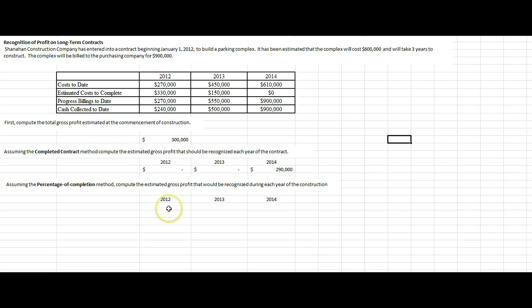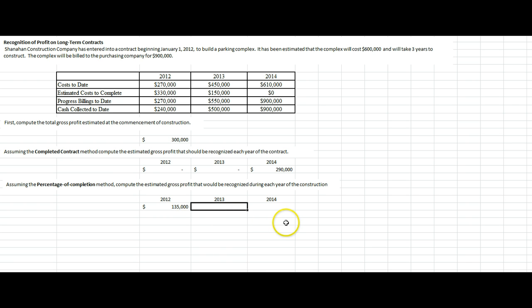So let's look at 2012. In 2012, we incurred $270,000 of costs, out of a total of $600,000 that we think we're going to have to incur. We'll take that fraction and we'll multiply that times our estimated gross profit at that stage, which is $300,000. And so we're going to book $135,000 in 2012.